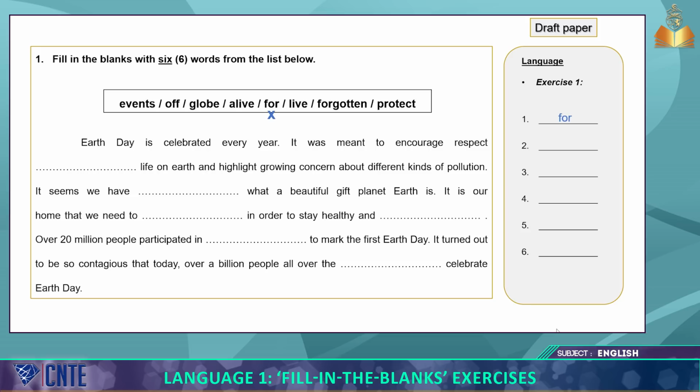Now, carry on reading till you reach the end of the sentence containing the second gap. It seems we have blank. What a beautiful gift planet Earth is. If we feel it is difficult to guess the suitable word here, you can leave this gap blank and get back to it later on when you have fewer words in the list to choose from. But anyway, let's give it a try.